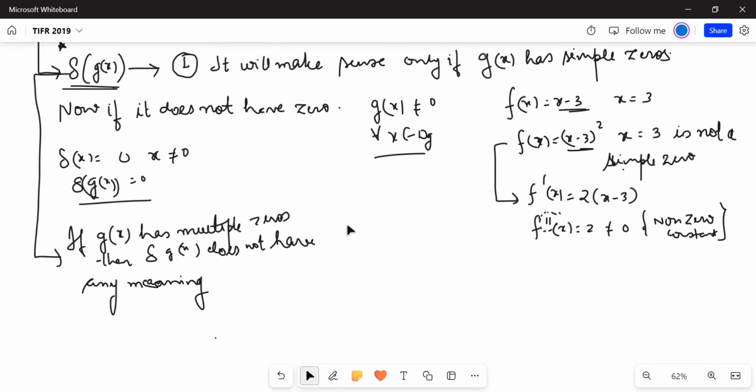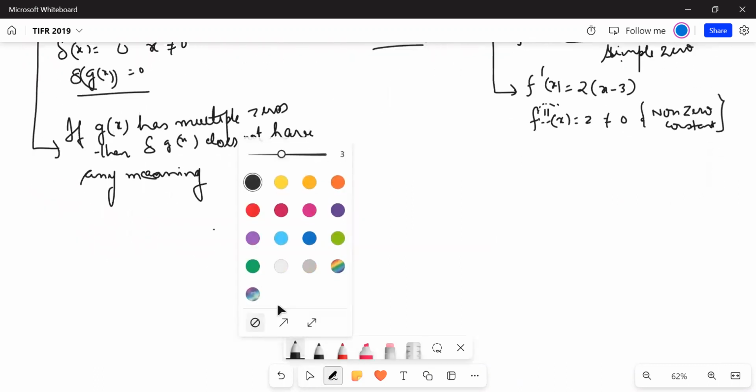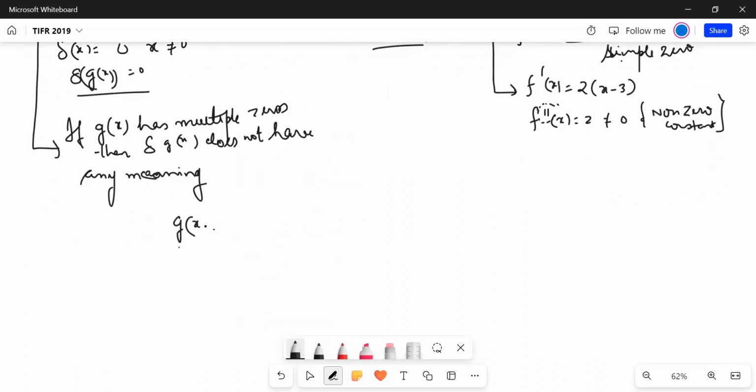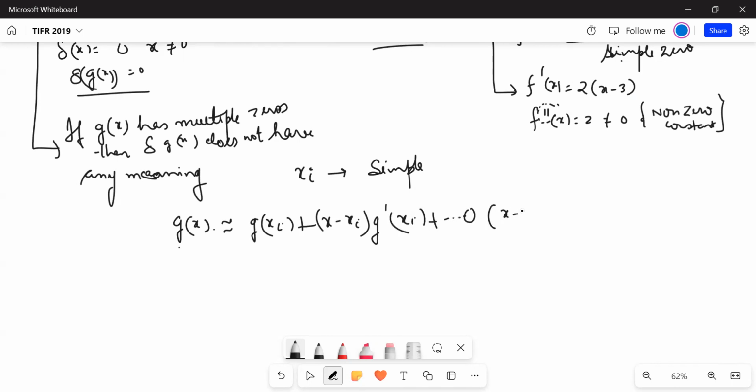Now, whenever you have this kind of function, for example, let's say g of x has a simple root at xi. Then I can approximate this as g of xi plus x minus xi times g dash xi, and then there are all sorts of higher order derivatives also. I'm not concerned with those.